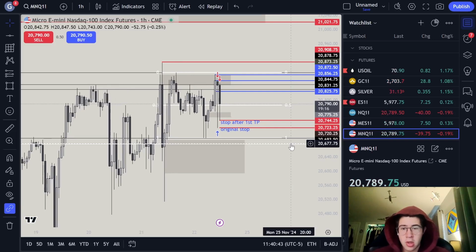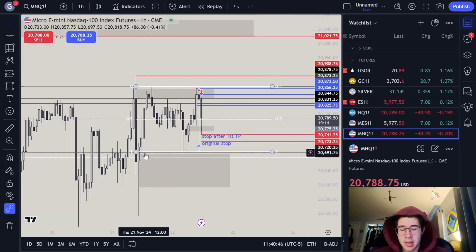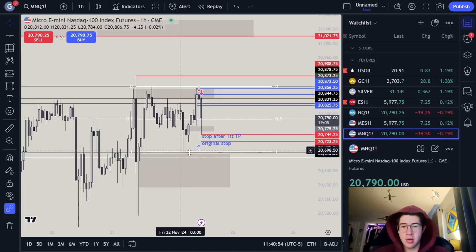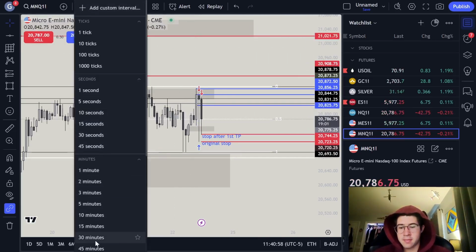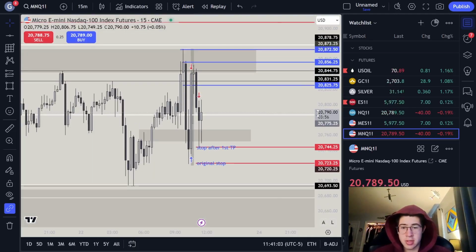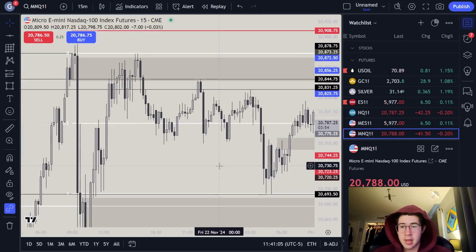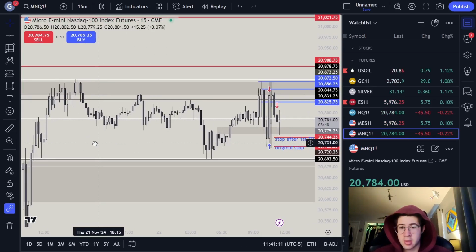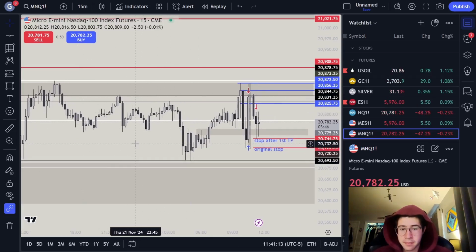So what we did, we drew out the equilibrium level for this range, and you can see price comes down into an equilibrium level. And really, I'm not gonna lie, I really want price to come down and sweep these lows, but that didn't really happen. So we went to the 15-minute to see what was happening, and we can see this really big imbalance here filled. Also, this supply zone filled, and this seems like it's holding, right?